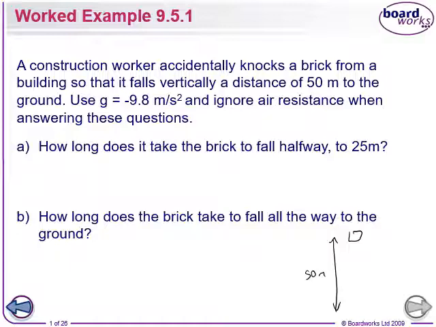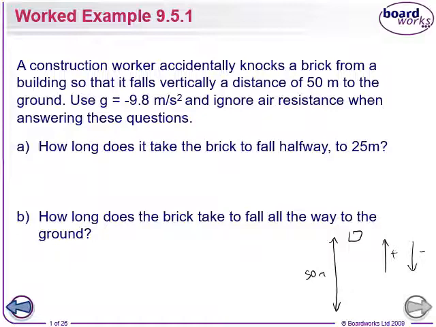Now, from this, our acceleration is negative, so that means up is positive and down is negative. We just need to keep those in mind. So we've got our diagram. So how long does it take the brick to fall halfway, to 25 metres? Now we write what we know and what we want to know.